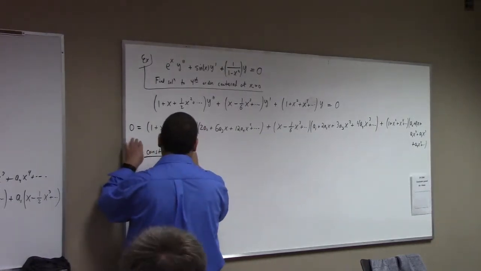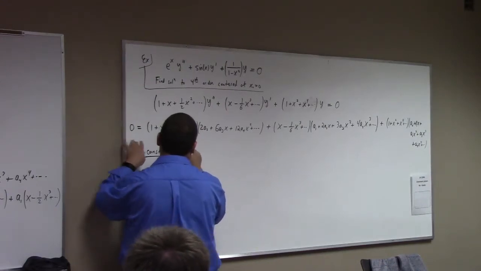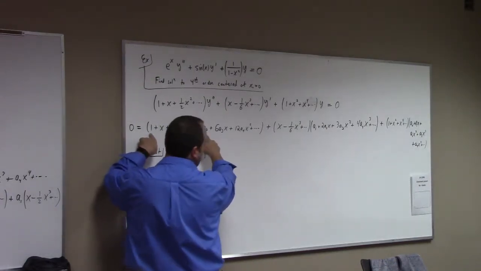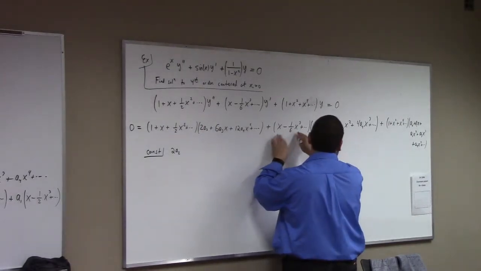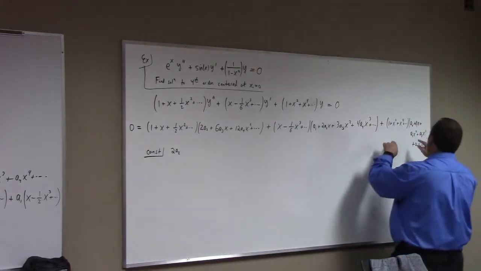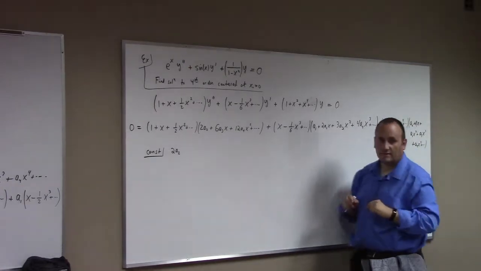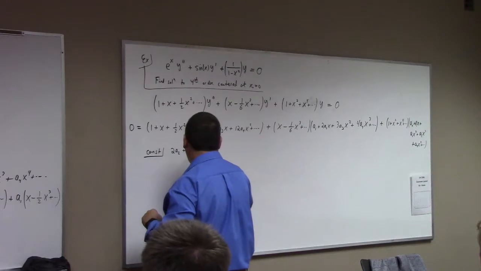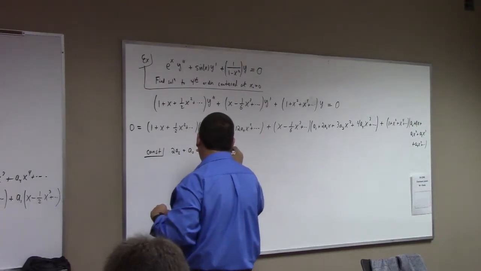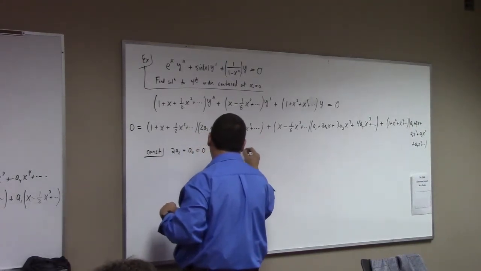Well, I've got a 2a2 from the first product, right? And that's it. How about this one? Ooh, x's. Nothing here. And over here, I've got 1 times a0. So I get 2a2 plus a0 equals 0. So a2 is minus 1/2 a sub 0 again.